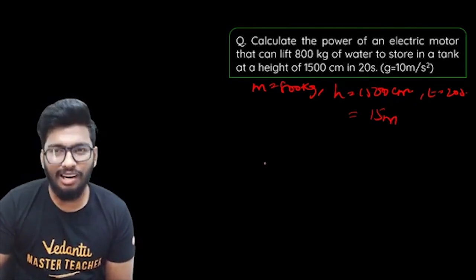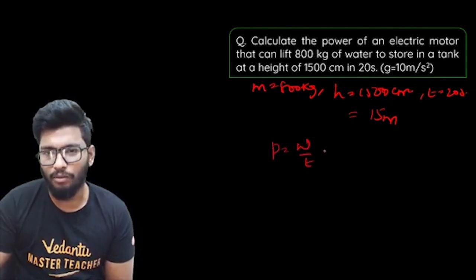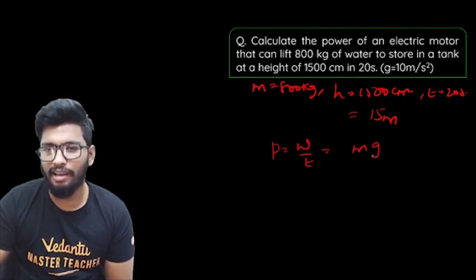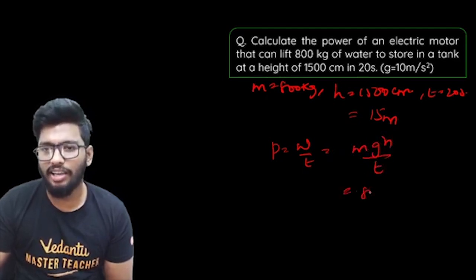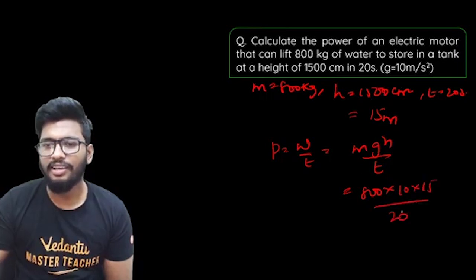Now, you're supposed to calculate the power. Power is equal to work done by time. What is the formula for work done? It's nothing but mgh divided by time. So what is mass? 800 into 10, height is 15, divided by time taken which is 20. So the 0 gets cancelled.